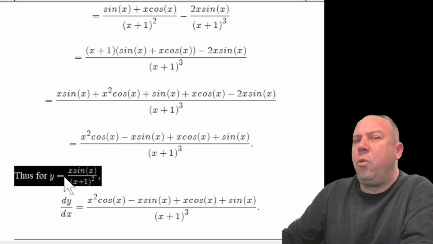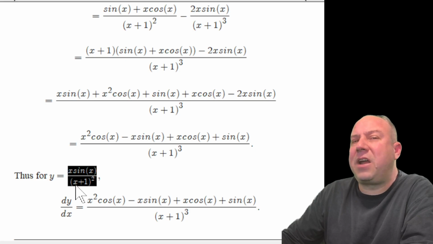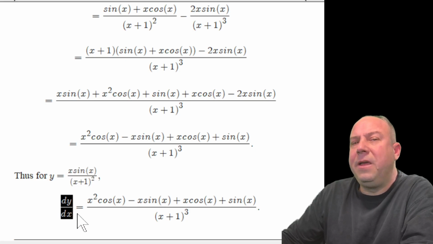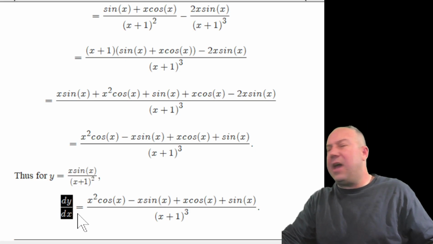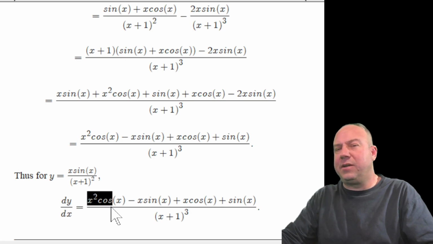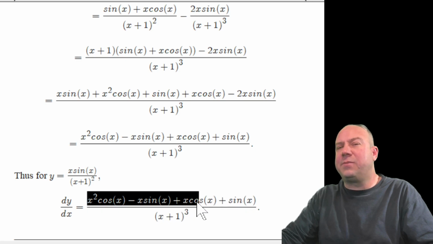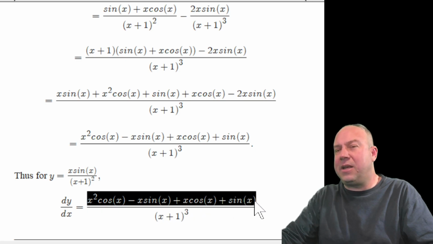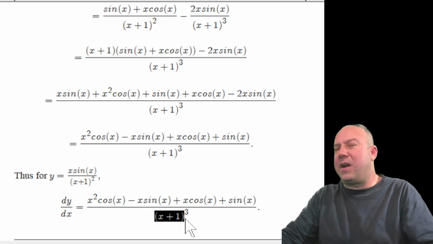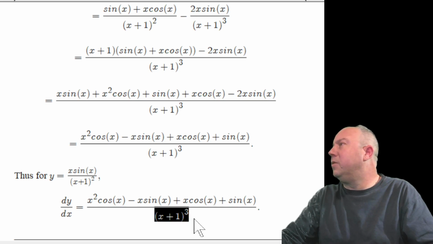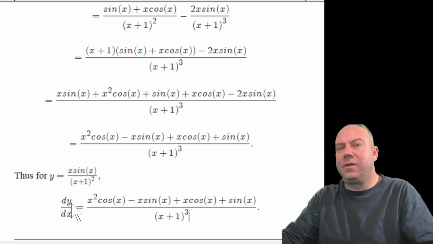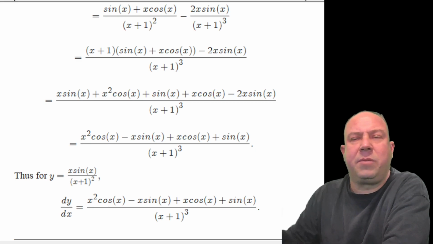and in the end then just say, well, yeah, thus for y equal to x sine x divided by x plus 1 quantity squared, we do have our derivative dy dx is equivalent to this result seen here. Right? The result x squared cosine x minus x sine x plus x cosine x plus sine x, all divided by x plus 1 quantity cubed. That is the derivative of this y with respect to x, and we found that using a process known as logarithmic differentiation.